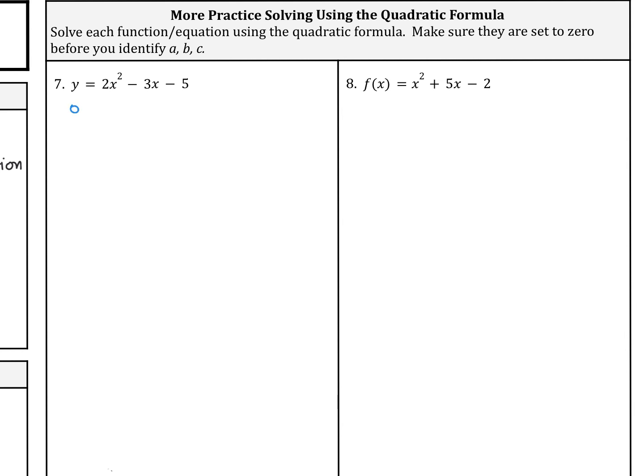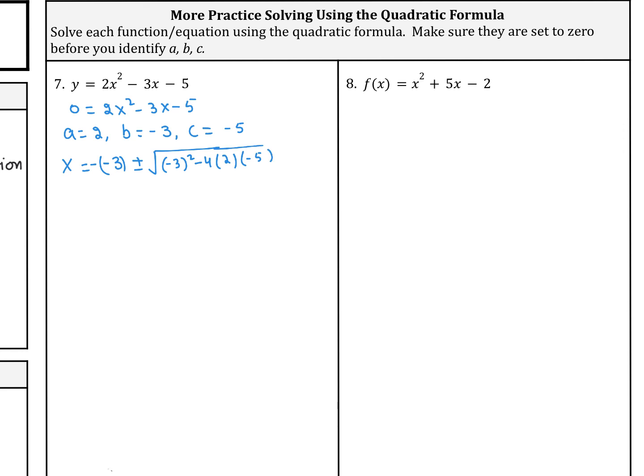Next we're going to do more practice, and you're going to set the functions equal to 0 first of all, and then you're going to apply the quadratic formula. So in this case, A is 2, B is negative 3, and C is negative 5. And you're going to plug it into the formula, that is negative B plus or minus the square root of B squared minus 4AC, divided by 2 times A.